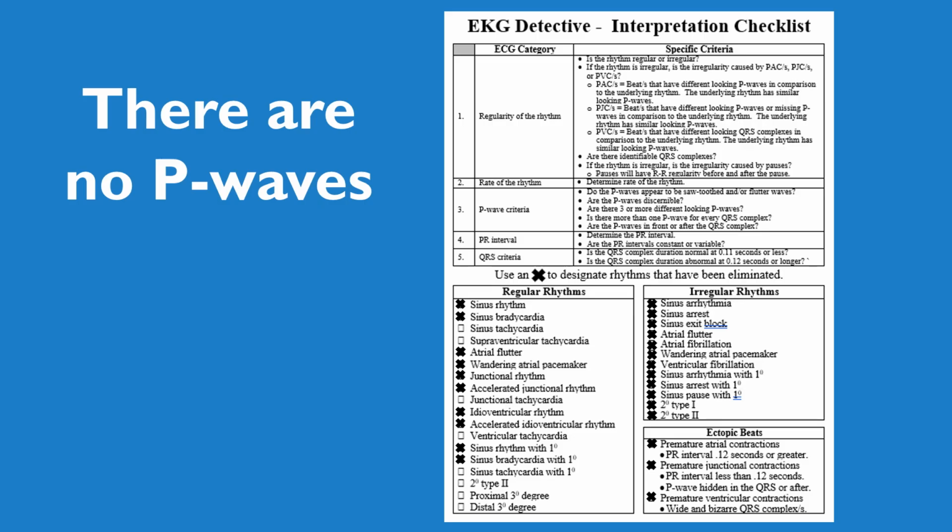Referring to our checklist, since there are no P waves, we'll be able to eliminate all of the rhythms that are associated with P waves and end up with these two options based off of this question.